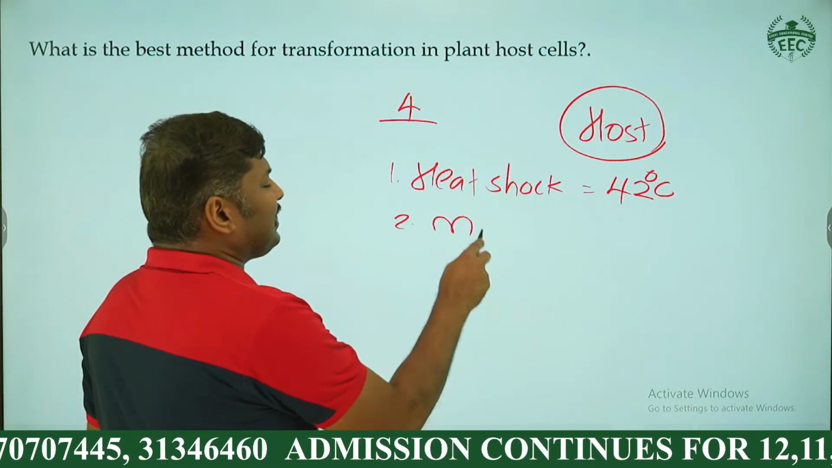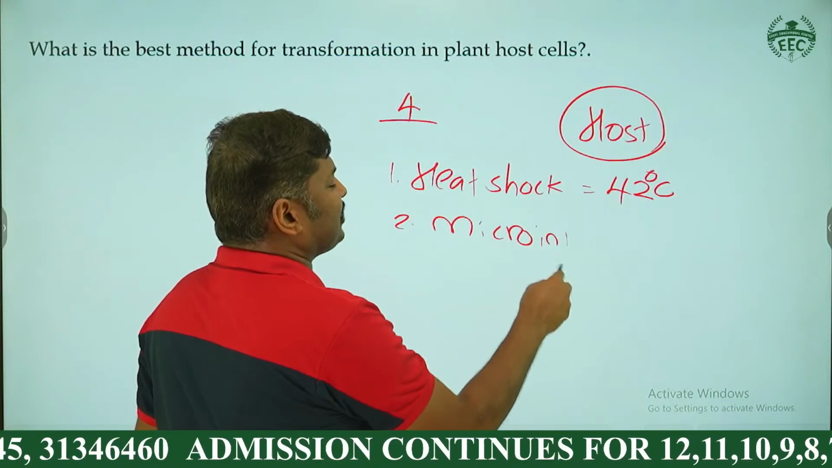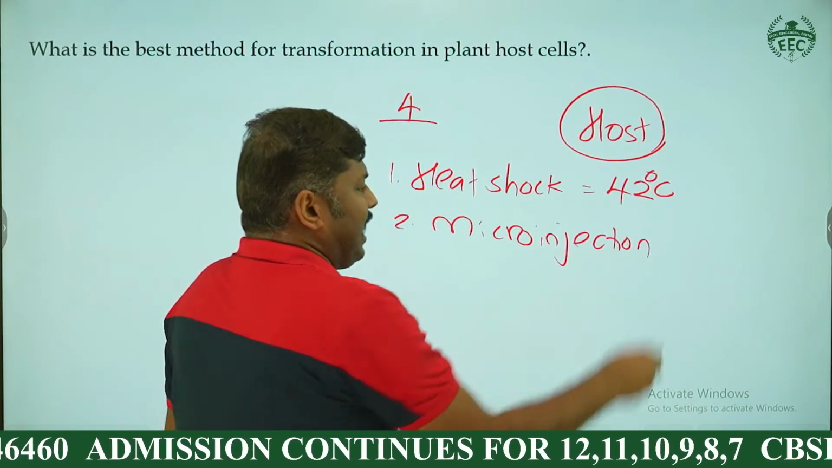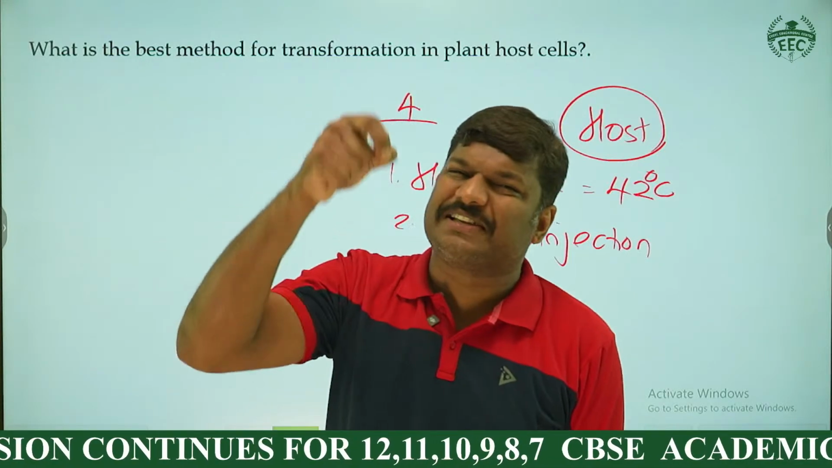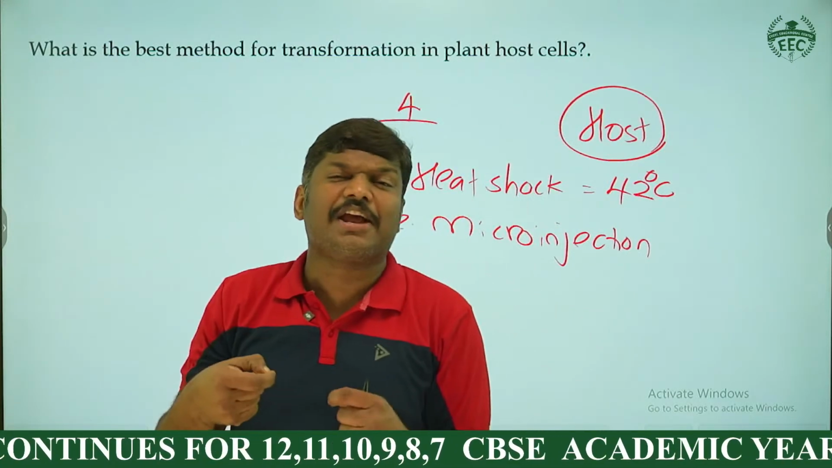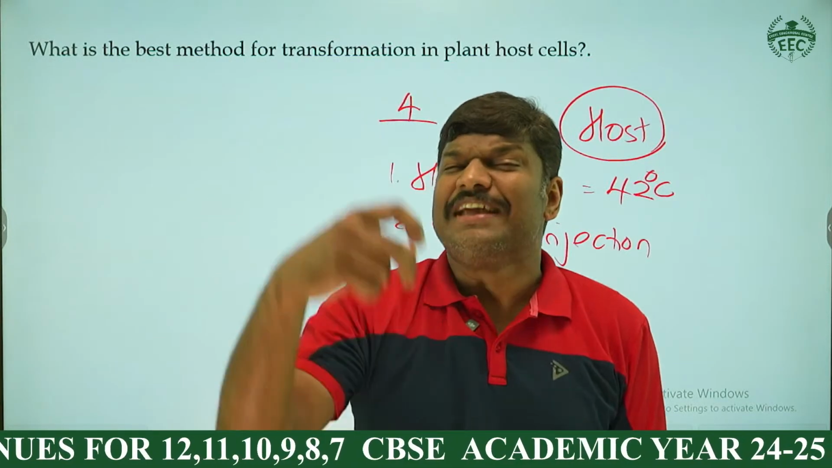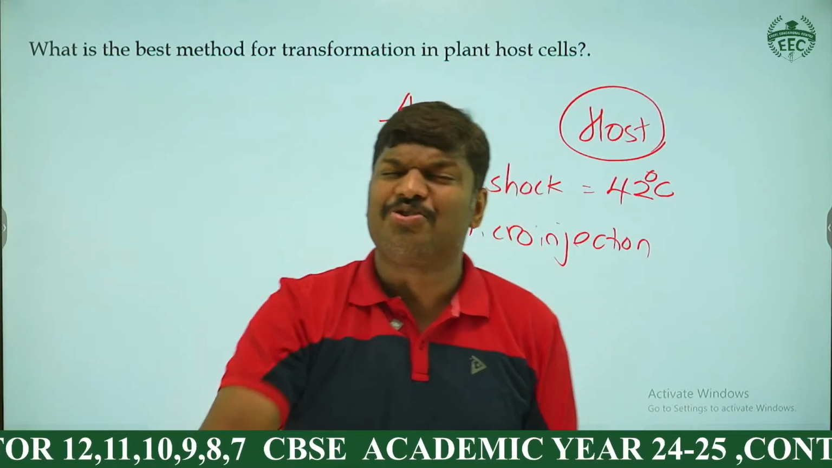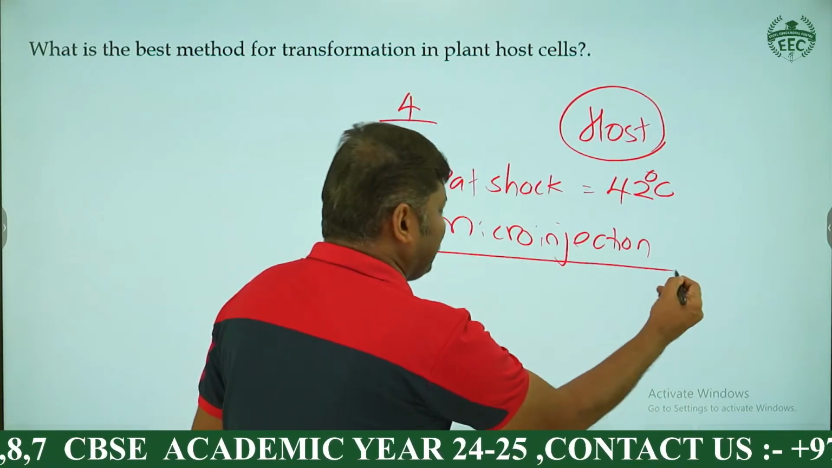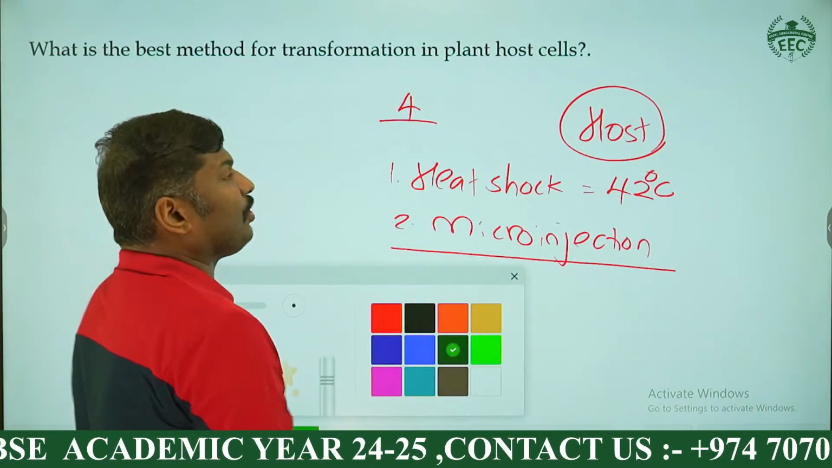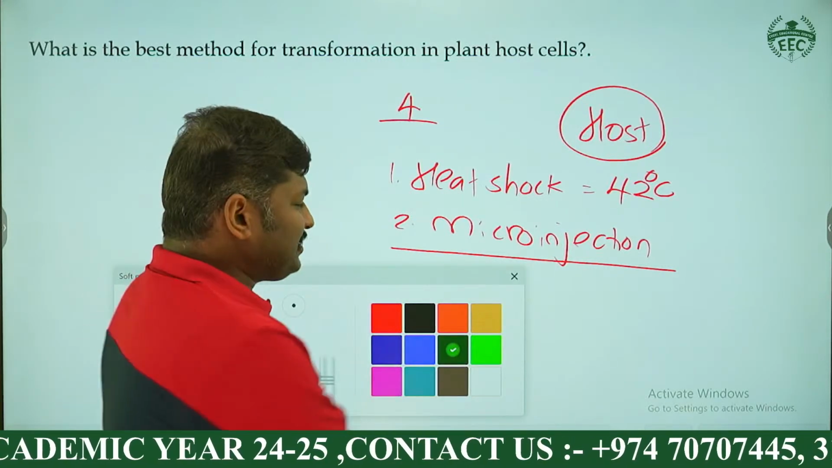The second one is what we call microinjection. As you all know, microinjection means what? Using a specialized microscopic syringe-like structure, we are taking the recombinant DNA and injecting that recombinant DNA into the host cell directly. That is called microinjection. And the question here is, which is the best method for plants? You can see the best method for plants.